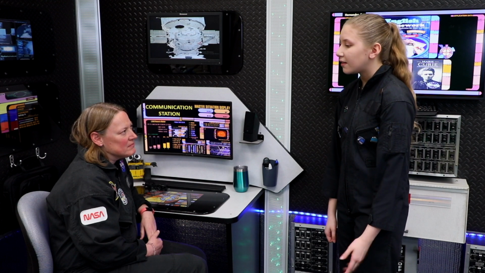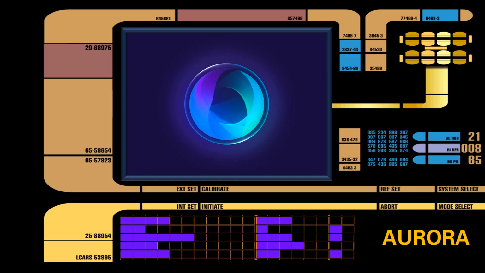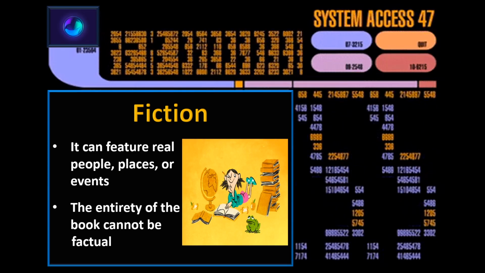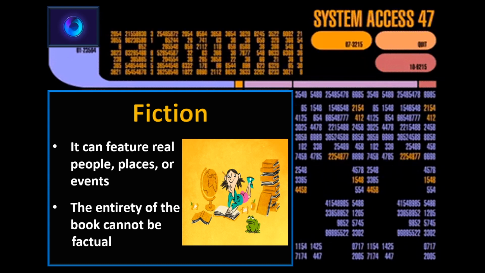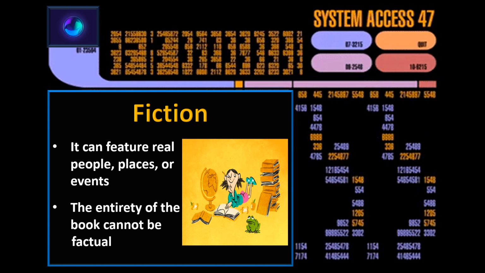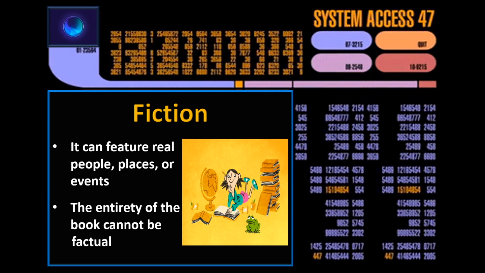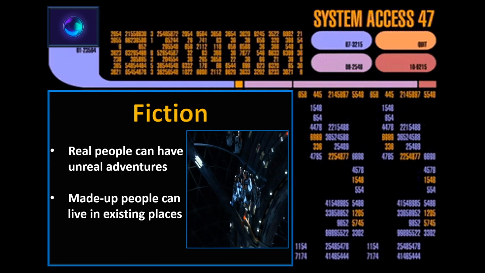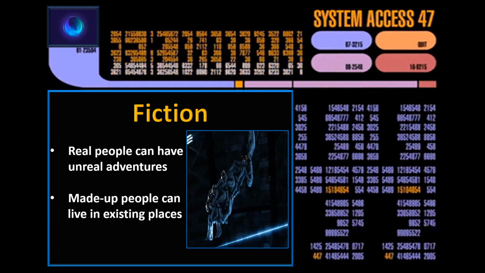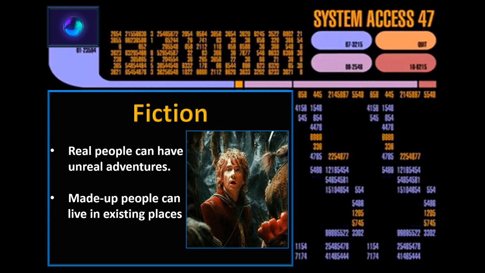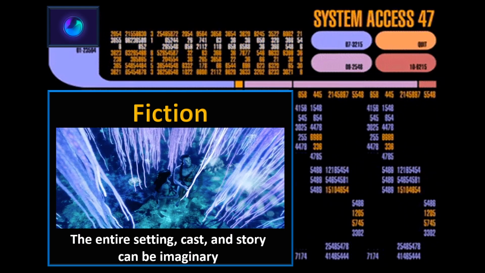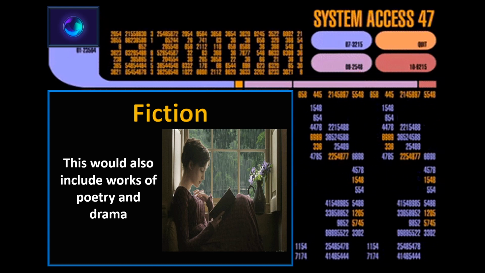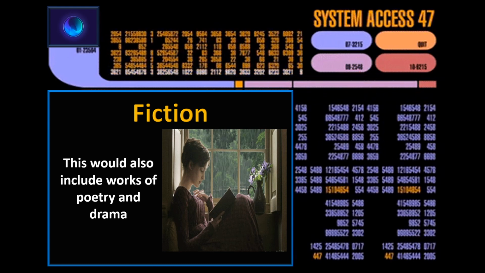Summarizing the difference between fiction and nonfiction writing. Processing. Fiction is a style of writing that is rooted in imagination. Although it can feature real people, places, or events, the entirety of the book cannot be factual. In fiction, real people can have unreal adventures, made-up people can live in existing places, or the entire setting, cast, and story can be imaginary. This would also include works of poetry and drama.